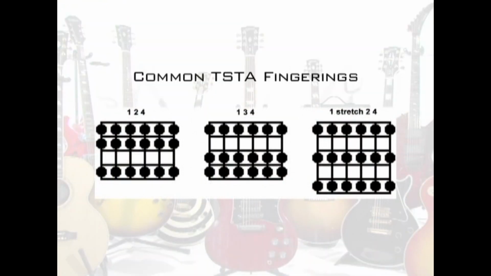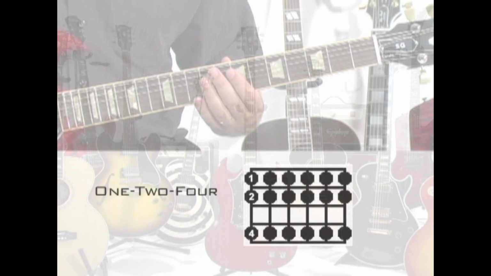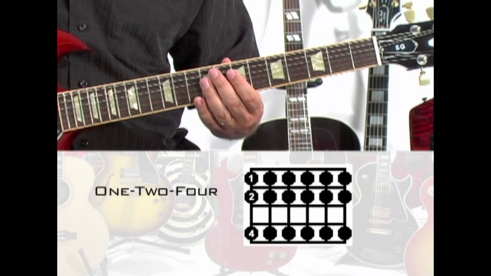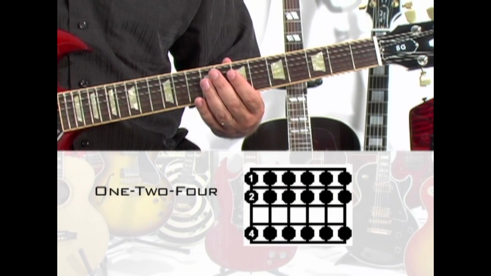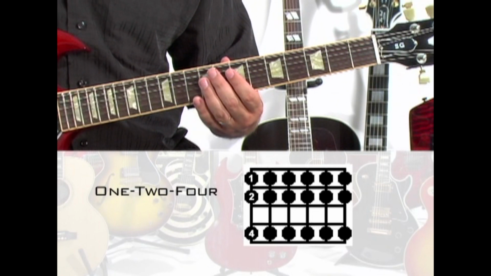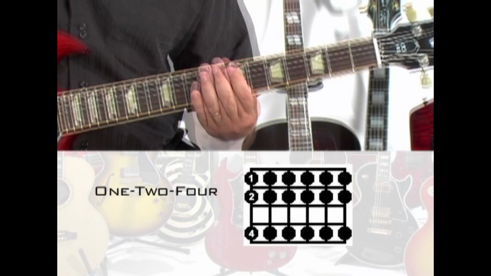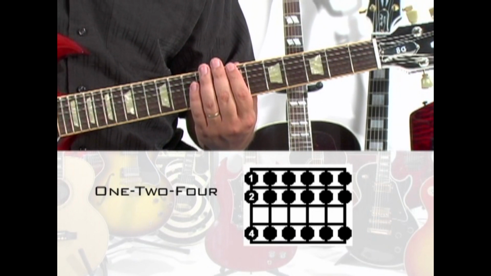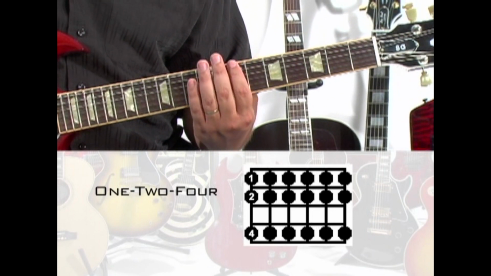Here are some common fingerings which you will find throughout this video. There are only 3, and once you learn them, you will be able to play almost everything taught in this course. The first fingering is called 1, 2, 4, and just like it suggests, you use your 1st, 2nd, and 4th fingers of your playing hand, skipping the 3rd finger. Here it is, starting on the 7th fret of the 6th string.